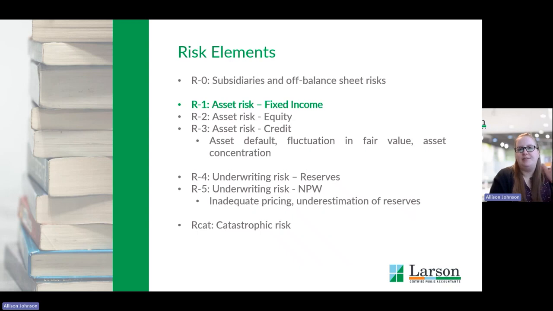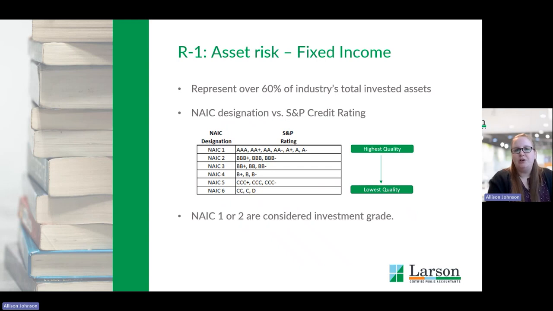So we're going to move into some of the asset risks. The first one we're going to look at is fixed income. Note that this represents over 60% of the P&C industry's total assets. So this is one of the largest factors we're going to look at on the asset side.